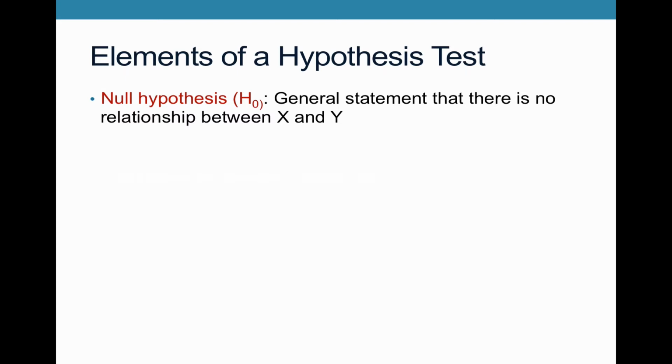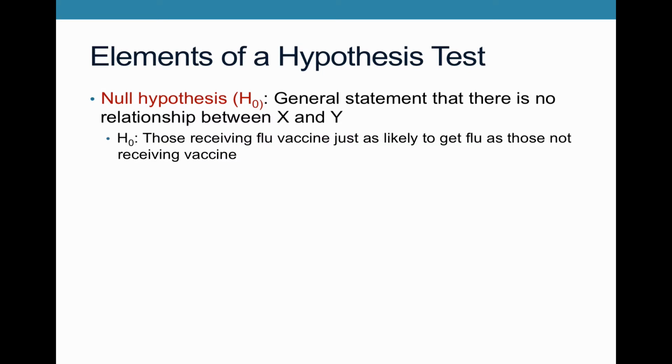The null hypothesis for our flu vaccine example is that there's no relationship between those who receive the vaccine and getting the flu. Those receiving the flu vaccine are just as likely to get the flu as those who didn't receive the vaccine. All right. In other words, X has no effect on Y.